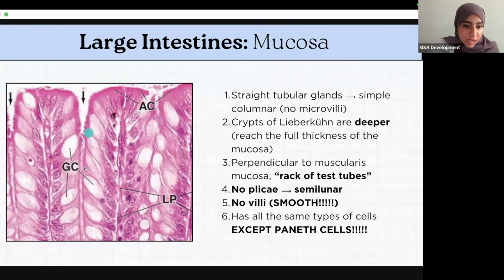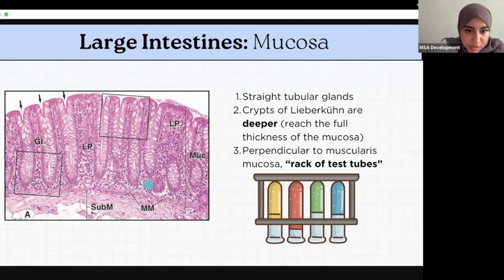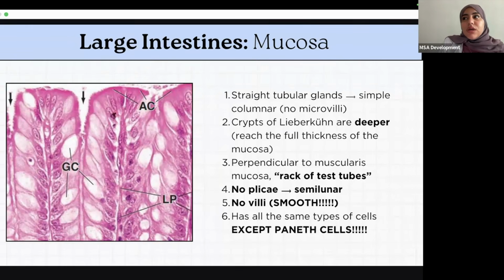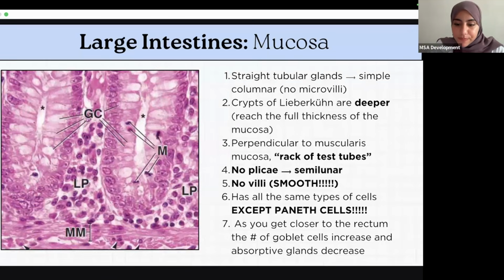A thing over here is that there are so many goblet cells, and all the same kinds of cells as before, except for Paneth cells. So there are no Paneth cells at the end of the crypts over here. They were bright pink and had granules, but the colon isn't trying to protect from bacteria because it's literally colonizing bacteria. So as you get closer to the rectum, there's more mucus secretion and less need to absorb, because you're getting ready to propel the waste. You don't need to absorb anything else.